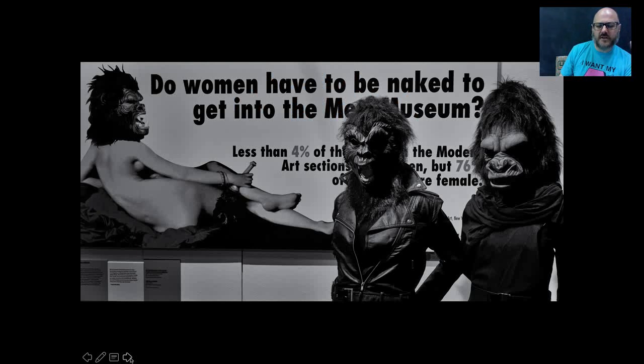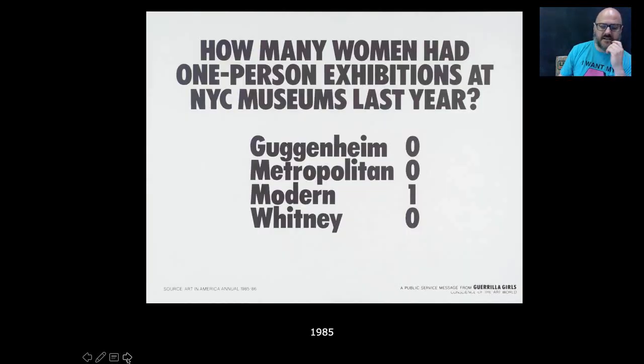They're being critical of the institutions at the time that were very sexist, racist, and still to this day. There's a lot of people continuing this work. Museums, by their nature, are racist and sexist. Here's an example of one of their pieces that they considered as propaganda, but also art. They would exhibit these. And how many women had one-person exhibitions at New York City museums last year?